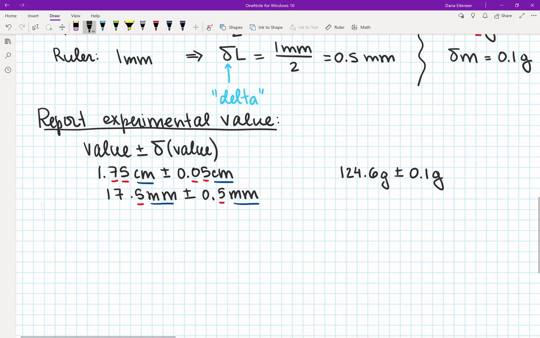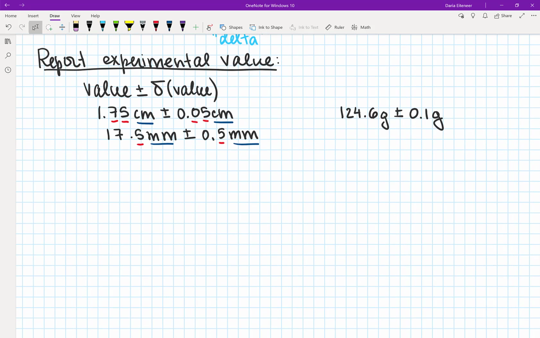Okay, so if I'm taking one of these values, I'll just stick with my length here, so I'll do it in centimeters. Basically what I'm saying is that the minimum that this value can be is 1.70 centimeters, and the maximum that this value can be is 1.80 centimeters. So the true value of the length of that little object is somewhere between 1.70 centimeters and 1.80 centimeters. And remember that last digit is estimated, right? So it's 1.7 something centimeters. Okay? So keep that in mind as well.